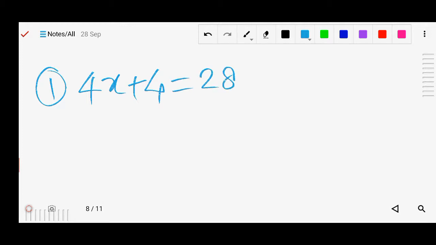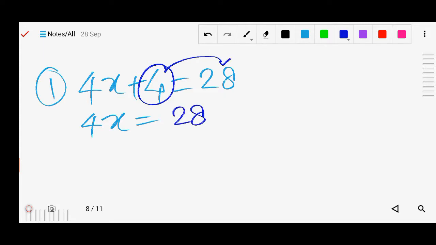First of all, write 4x, and the constant terms we can move to the other side. So 28, and here is the plus, so when it comes to this side it will be minus. So 4x equals 28 minus 4, which is 24.